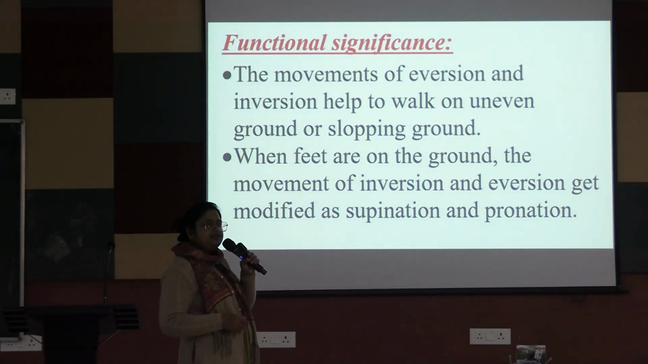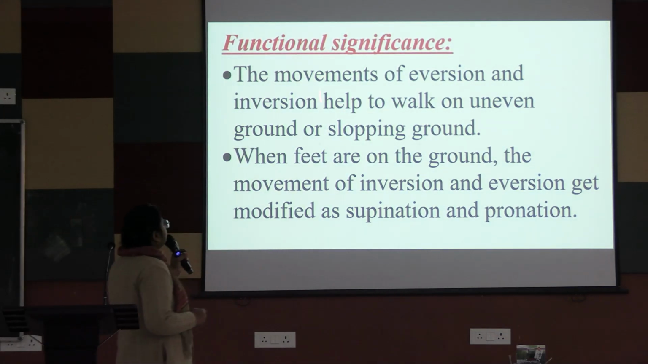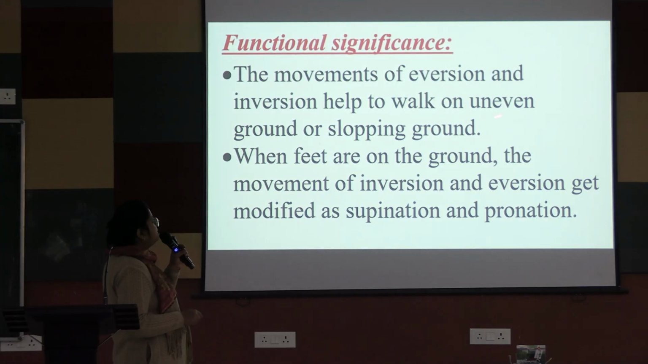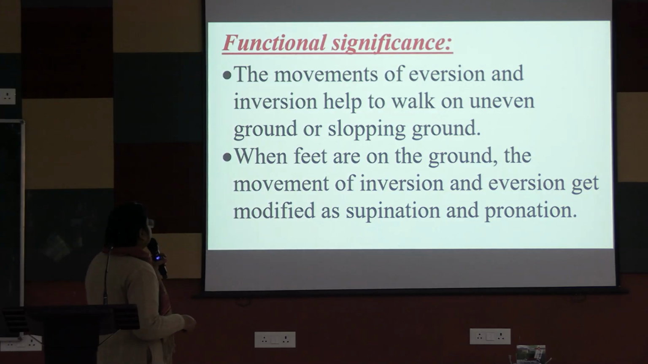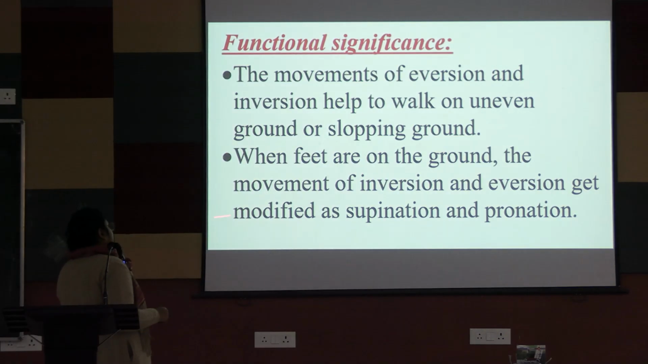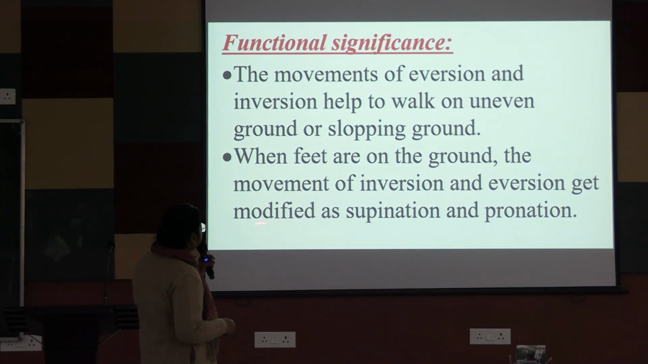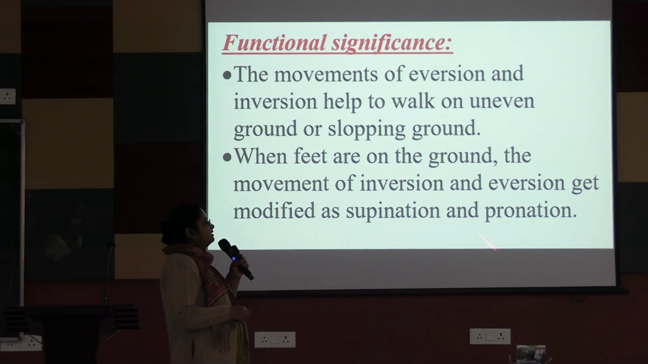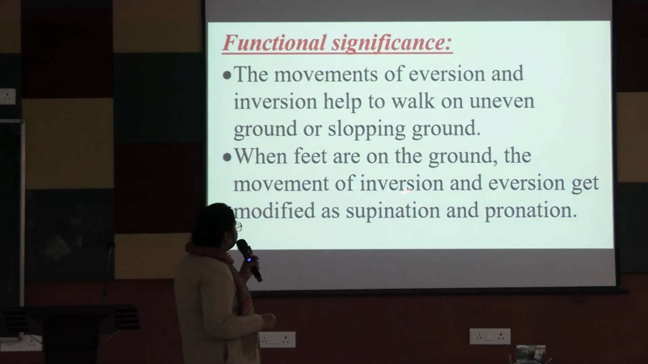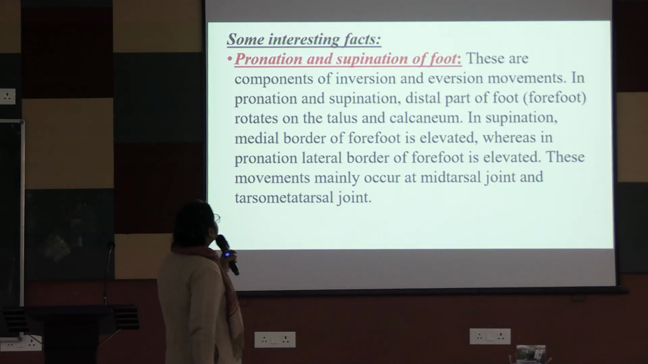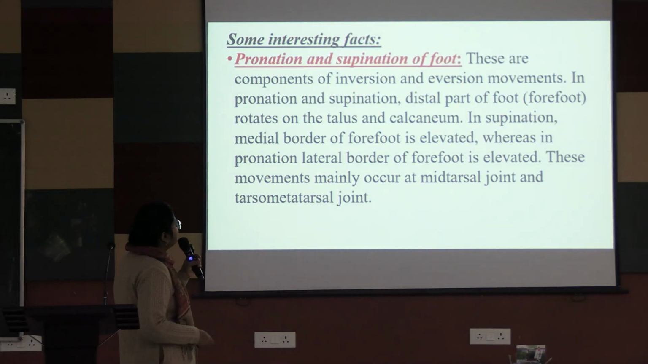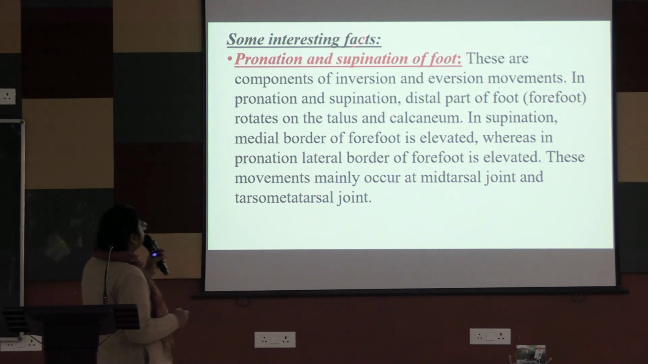What is the functional significance of these movements? These movements of eversion and inversion help to walk on uneven ground or sloping ground. And when the feet are on the ground, the movements of inversion, eversion get modified as supination and pronation. So inversion is supination, eversion is pronation. So what is pronation and supination of the foot? These are components of inversion and eversion movement.